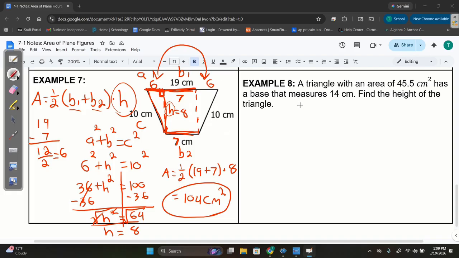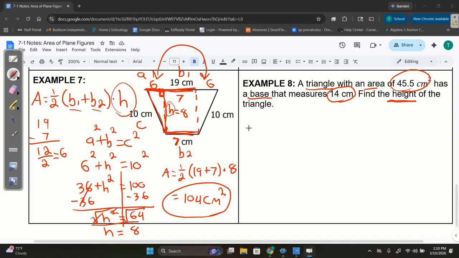Example number 8 is a word problem. So let's go ahead and go through it piece by piece and see if we can find out how to solve it. It says a triangle with an area of 45.5 centimeters squared has a base that measures 14 centimeters. Find the height.